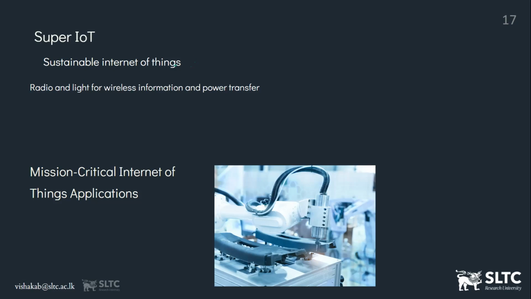So sustainable Internet of Things means we are using energy resources that are available in the environment to power up our devices. What I mean by that is we can use the energy that we harvest from radio and light waves for our wireless information transfer and for our power consumption.